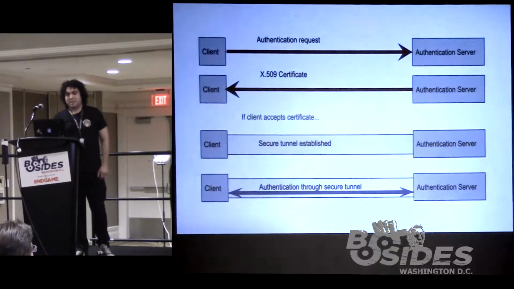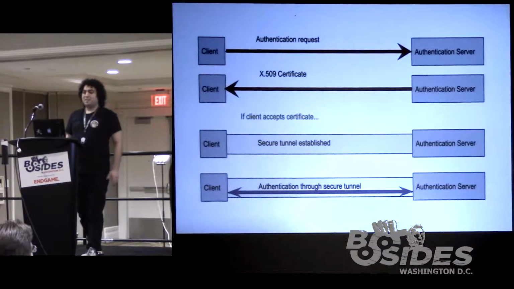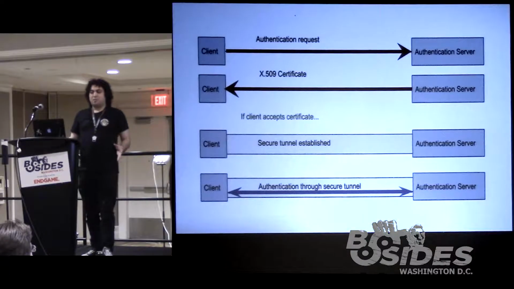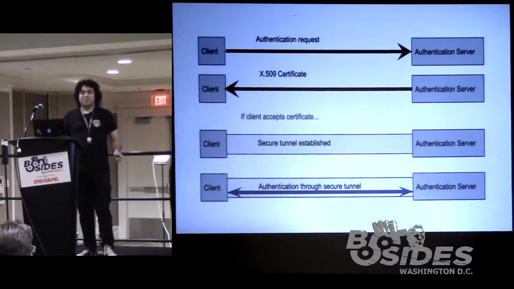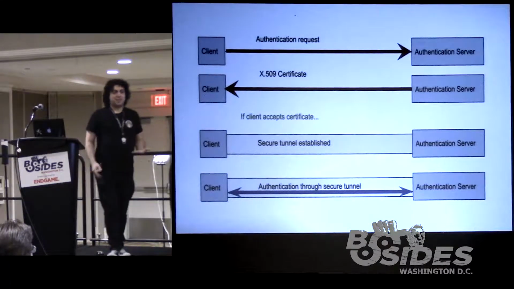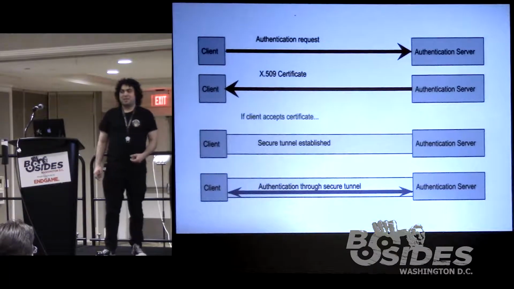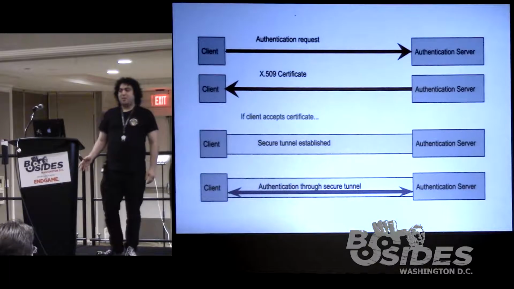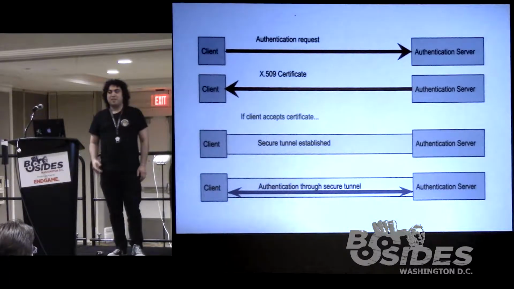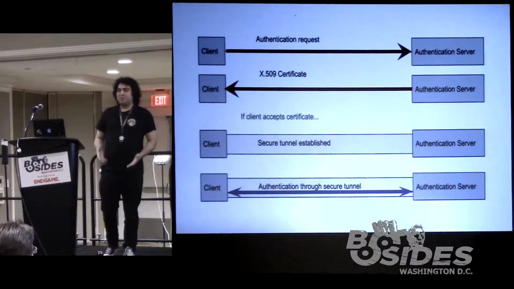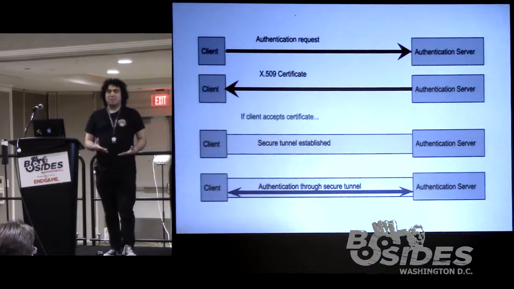So logically, the way that EAP works, it's a transaction that occurs between the client and the authentication server. The first thing that happens is the client, that's like your wireless device, your laptop or whatever, is going to send an authentication request to the authentication server. The authentication server is going to respond with an X509 certificate that it sends to the client. The reason it's doing this is it needs to establish to the client that it can be trusted. Otherwise, the client doesn't know who it's actually attempting to authenticate with.